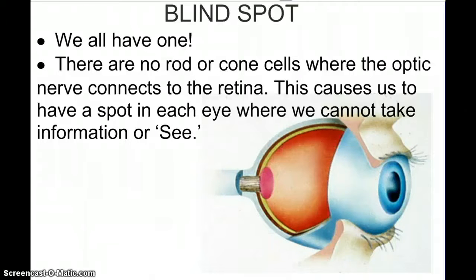One more thing. We have a blind spot. A blind spot where there are no rod or cone cells and where the optic nerve connects to the retina. This causes us to have a spot in each eye where we cannot take information or see. Oftentimes it's very small, like 1 cell size small, but we do have one. We do have a blind spot.